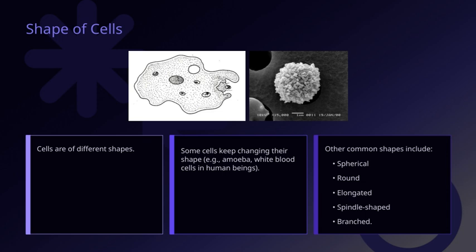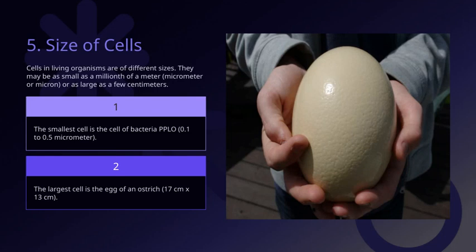It's also interesting to note that some cells are constantly changing their shape, like amoebas or certain white blood cells in humans. This shape-shifting ability helps them move and adapt as needed. Overall, the shape of a cell is closely linked to its function and environment. Different shapes enable cells to perform specific tasks efficiently, which ties into the larger theme of how form follows function in biology. Let's start by looking at the range of cell sizes in living organisms.